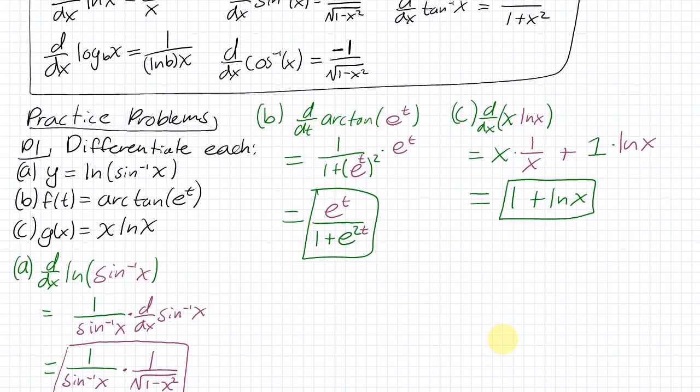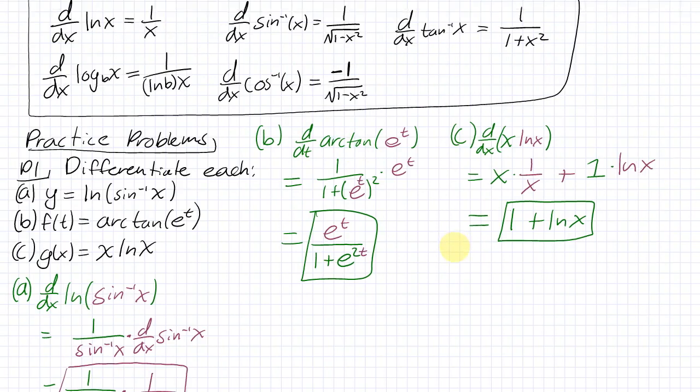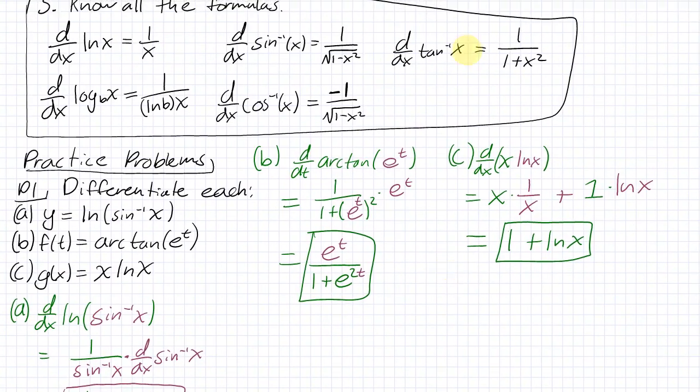And then for part B, same idea. It's just this time the outer function is arctangent. Now let's look at this formula to see the derivative of arctangent here. It's 1 over 1 plus x squared. But this time, instead of it being x squared, you're plugging in your e to the t for that x instead. So it's e to the power t squared. And that, oh my goodness.